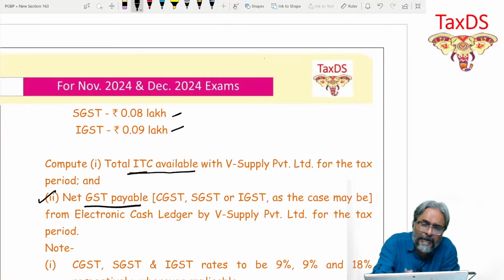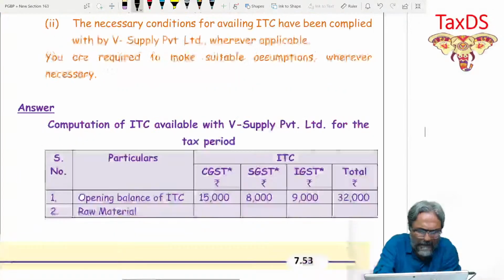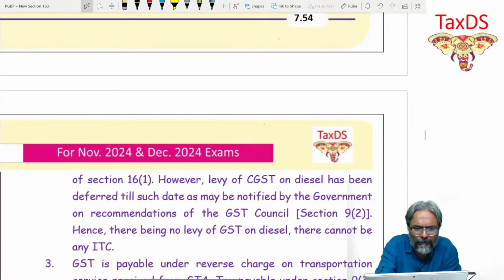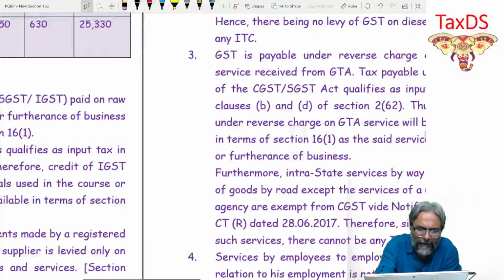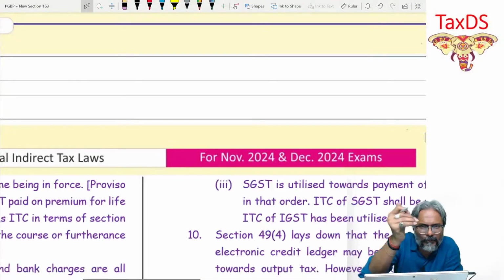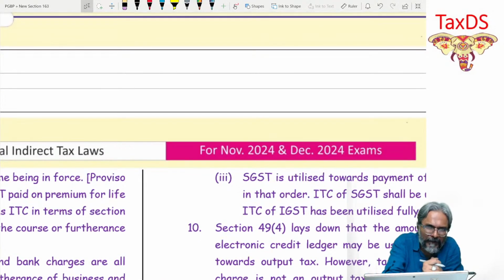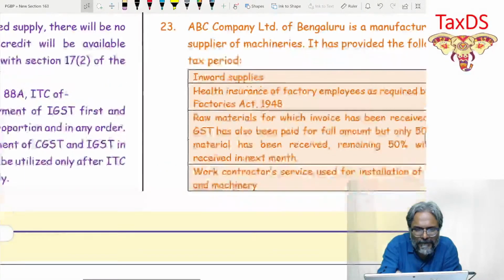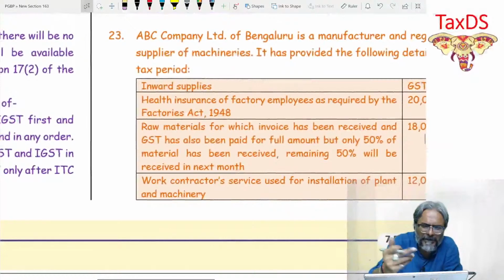I've discussed each and every particular line item as far as the question is concerned. Question 23, unfortunately or fortunately, whatever you want to say, is also the same question. But the 23 question is a smaller version. 22 was a larger version, and 23 is a smaller version. So you can skip it because the same thing has been covered over here as well.